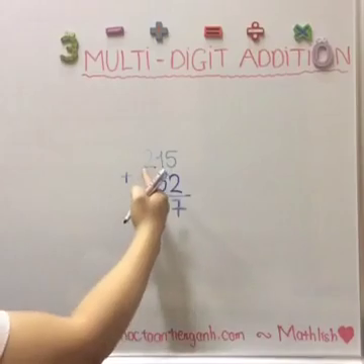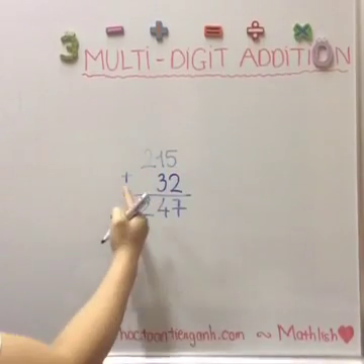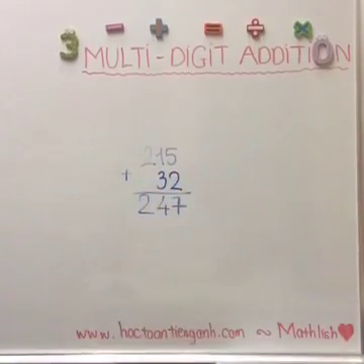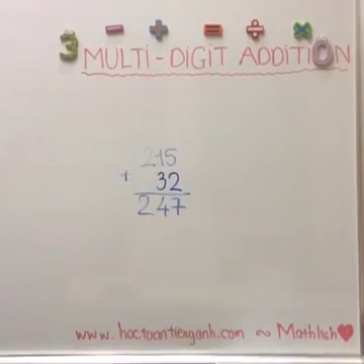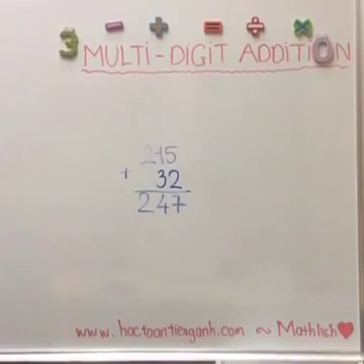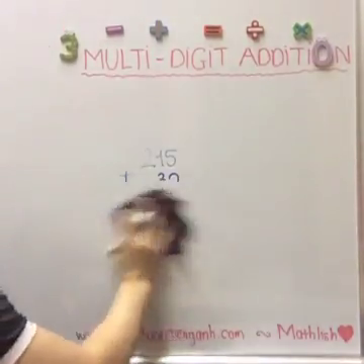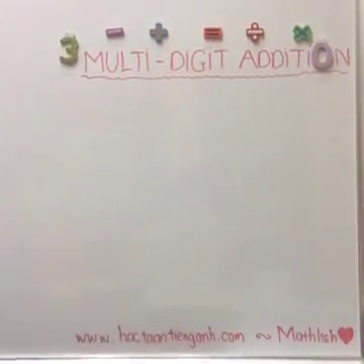There, 215 plus 32 equals 247. Okay, let's try another example. This one is a little harder.